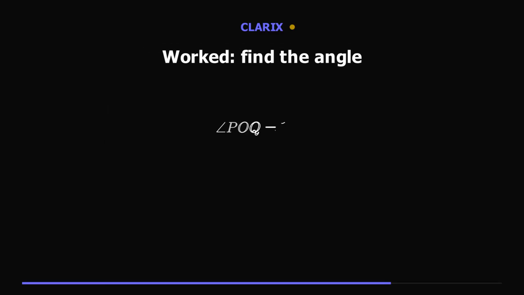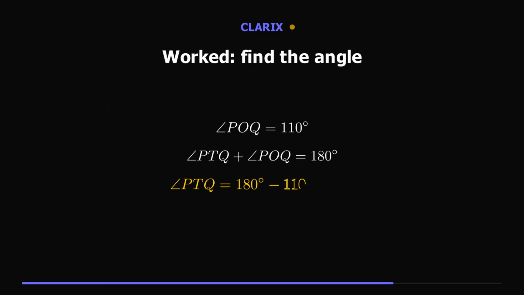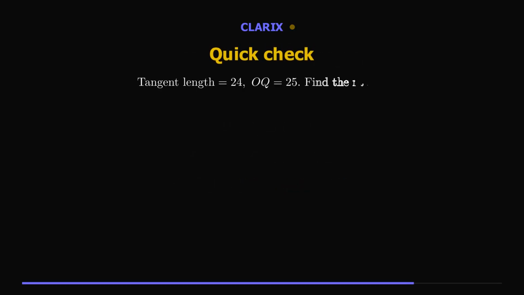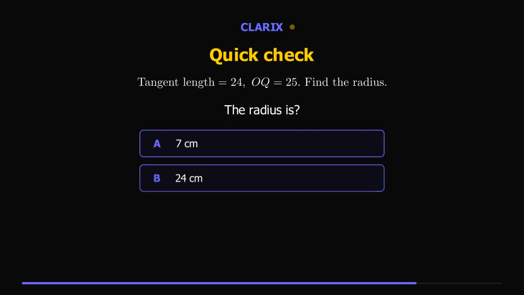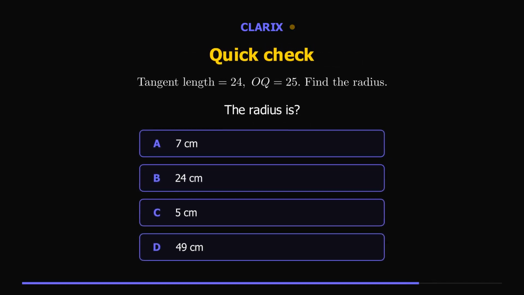A quick angle example. Two tangents, TP and TQ, are drawn from an external point T, and the angle at the center, POQ, is 110 degrees. Find the angle between the tangents, PTQ. They're supplementary, so PTQ is 180 minus 110, which is 70 degrees. One subtraction. Your turn. The question's on screen. Pause if you like, but try it first. 10 seconds, go.